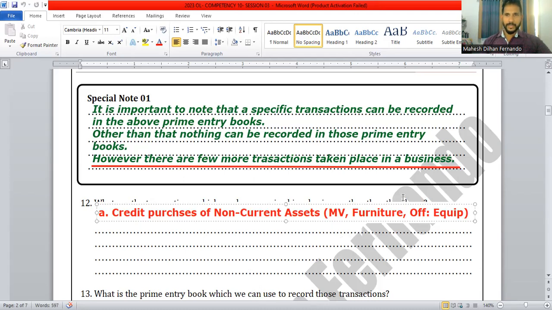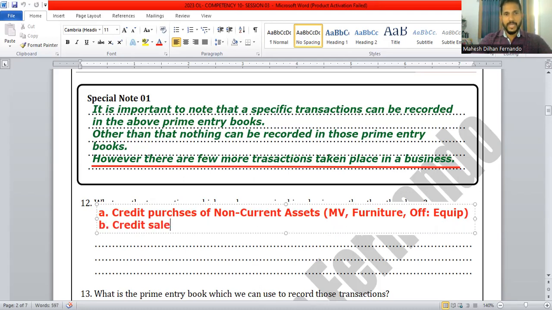And next is B. Credit sales of non-current assets. Once again, motor vehicles, furniture, office equipment. If you have sold them on credit, we have to use the general journal. So we recognize them as the other transactions.